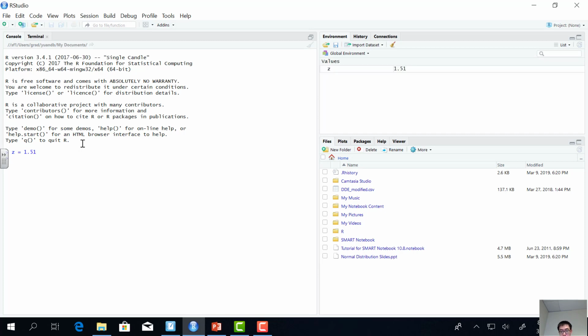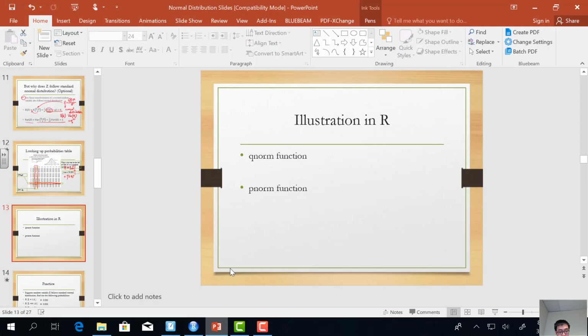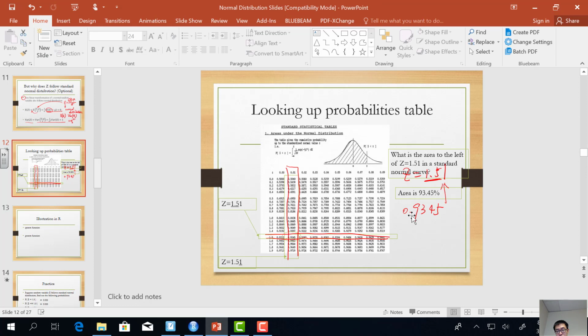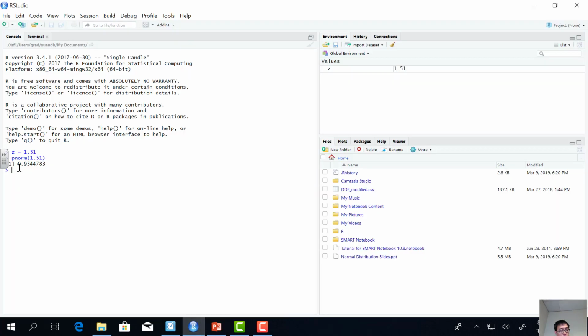So you just use this pnorm 1.51. Then it will give you exactly the same thing, right? If you remember what the probability is, it's 0.9345. In this case, it's 0.93447, which is more accurate. So pnorm calculates the probability corresponding to this 1.51, which is called the z-score.